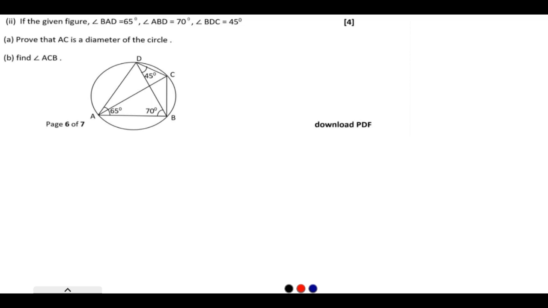Second part of this question. In the given figure, angle BAD is 65 degree, angle ABD is 70 degree, angle BDC is 45 degree. Prove that AC is the diameter. If AC is the diameter, then the angle in the semicircle will be a right angle. Means to prove AC is the diameter, we have to prove this angle is 90 degree. Now this angle is 65 degree, this is 70 degree.